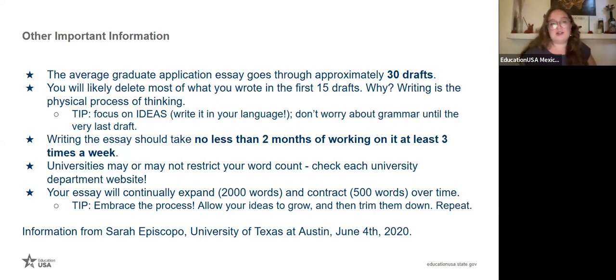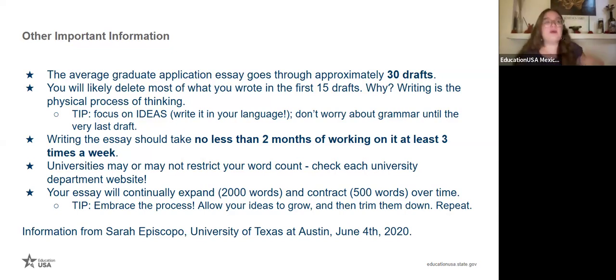It should take no less than 2 months, working on it at least 3 times a week. So really take your time on these essays, guys. Universities may or may not restrict your word count, so check every single requirement for every single university. It's very different. It will continually expand and contract between 2,000 and 500 words over time. The process can be difficult, and it can be a lot more difficult if you think that your first draft needs to be the perfect final draft. It will never be this way.